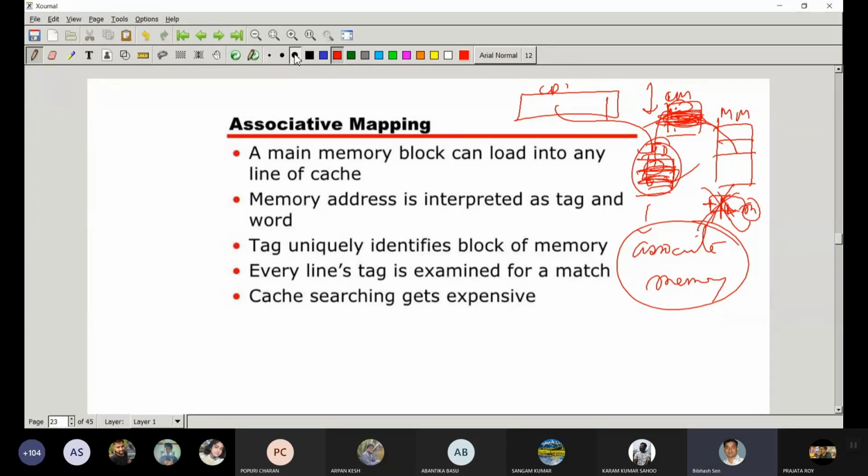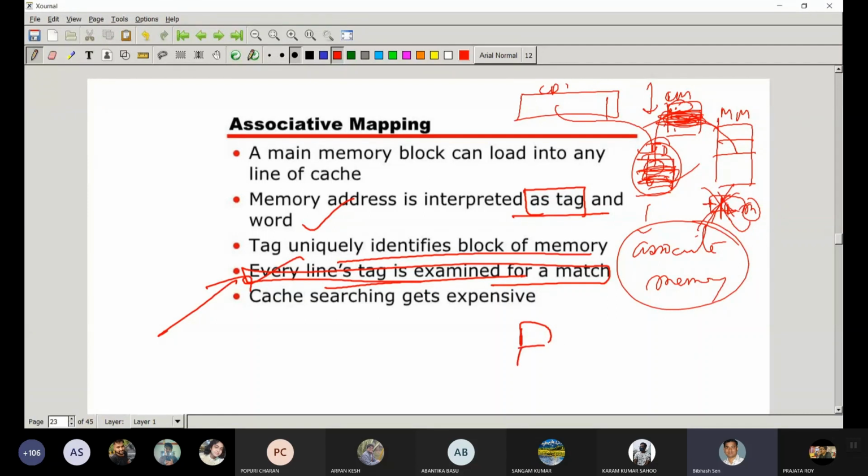However, the high cost associated with the tag directory limits the implementation. That means here the main memory address is interpreted as a tag and a word: tag and only word. The tag uniquely identifies the block. Every line's tag is examined for a match. This is the very important point. Every line's tag is examined for a match.